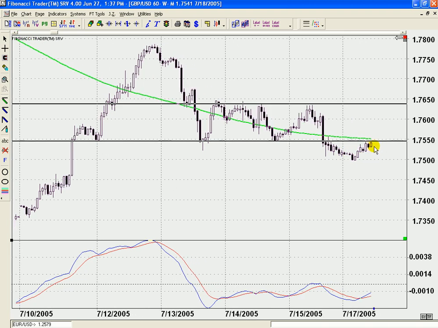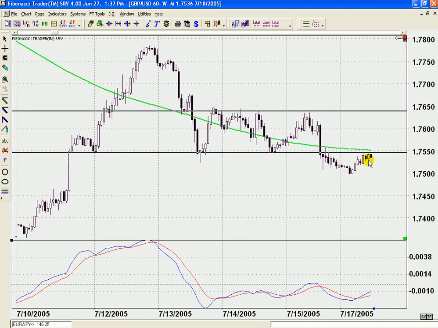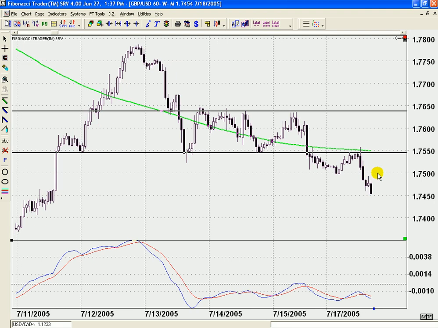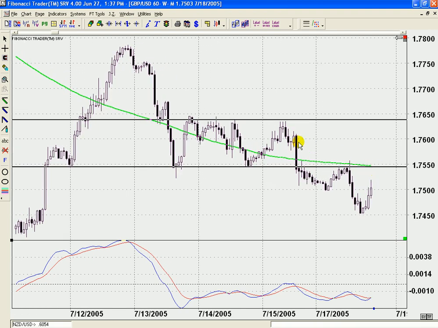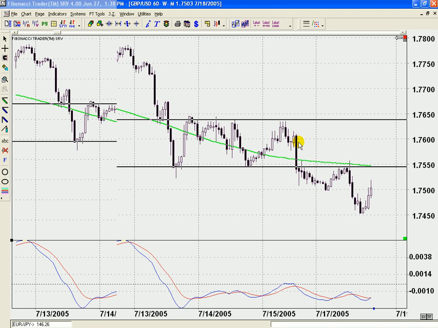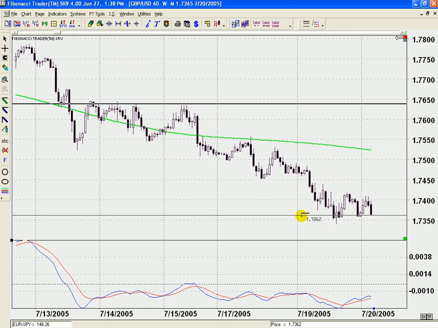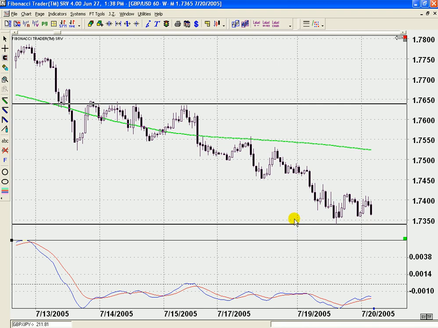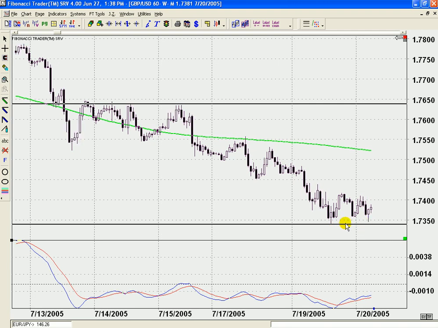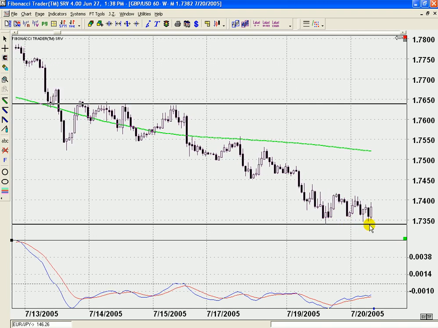Consolidates into the next day. Support becomes resistance and down. Daily low right here. Price comes down, tests the daily low.